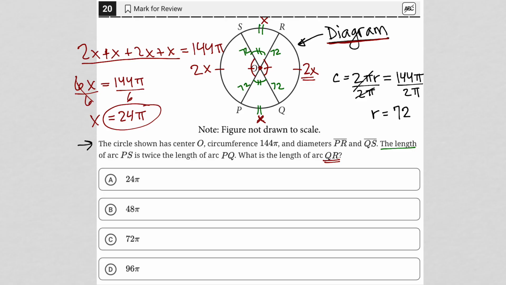So again, another strategy is read the question carefully. Read the question RTQC. Because let's see, we do see 24 pi here, right? So don't be fooled by that. The question wants QR, which is 2x. So if x is 24 pi, then 2x equals 2 times 24 pi, or 48 pi. So our answer is actually choice B.